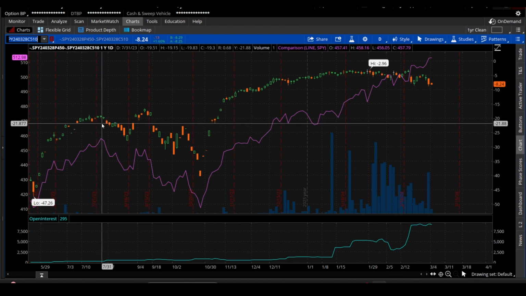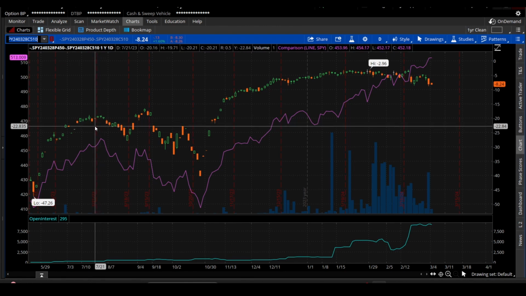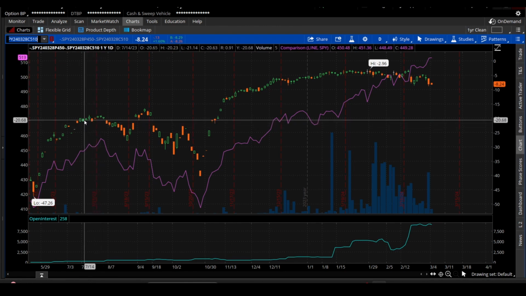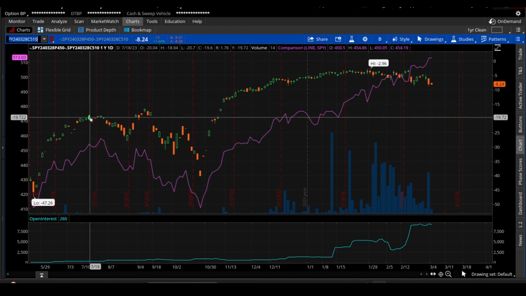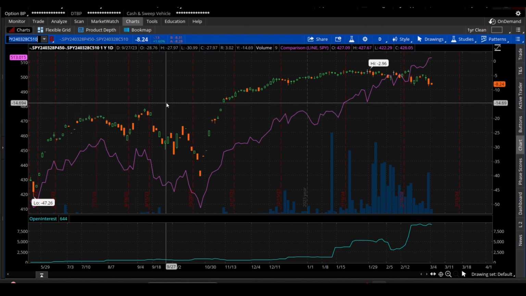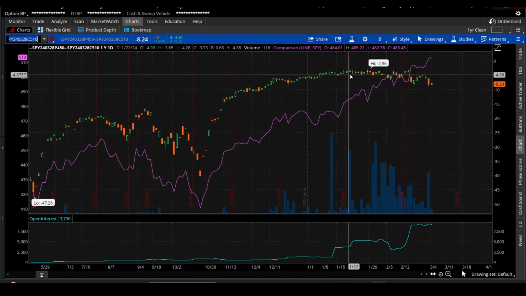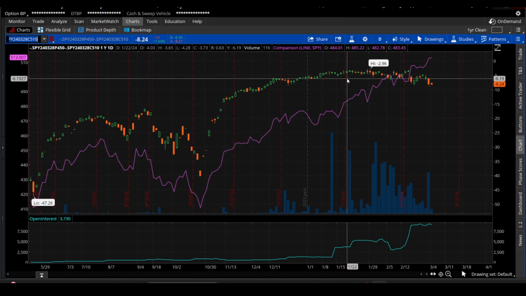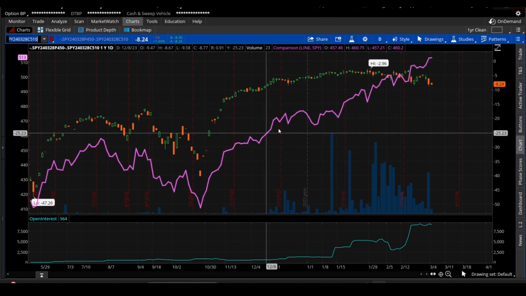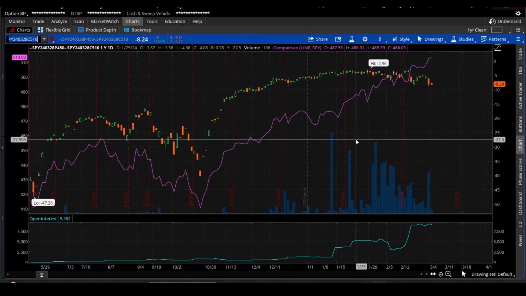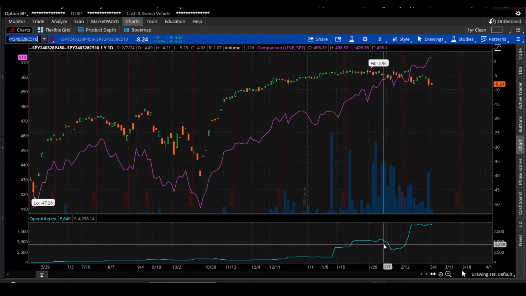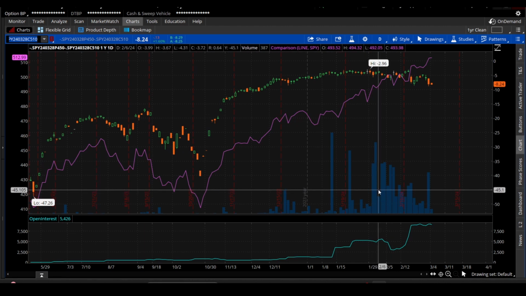So, if you were to enter this 450 and 510 back in July last year, you could have got roughly a $19 credit, and right now it's only worth about $8 or $9. So you would be up now, and we can see how the SPY's climbed. And once again, our open interest right here. This is the volume as well.